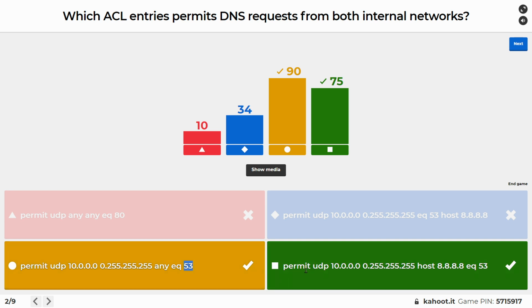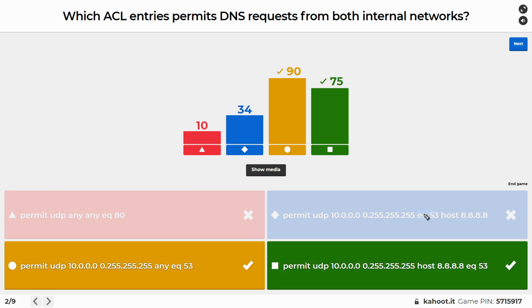And then the bottom right hand, green, says permit UDP. Again, a good start. This says 10 anything based on the wildcard mask, and going to host 8.8.8.8, which is a well-known IP address, a very common IP address for a Google DNS server. Going to the well-known port of 53, that's why that one's correct.